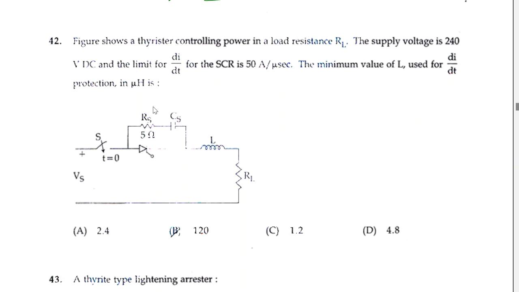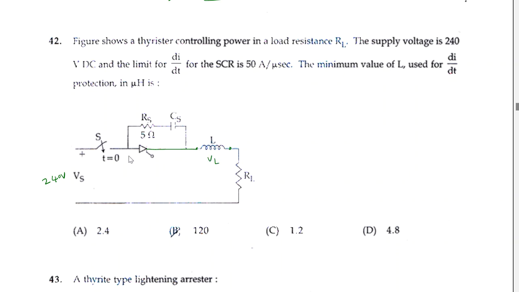The figure shows a thyristor controlling power in a load resistance RL. The supply voltage is 240 volts. This is the 240 volts DC supply they have given, and the limit for di by dt for the SCR is 50 amperes per microsecond. The minimum value of L used for di by dt protection here, assuming that the inductor is ideal. Now what will be the voltage across the inductor?